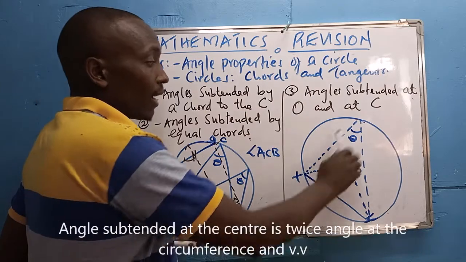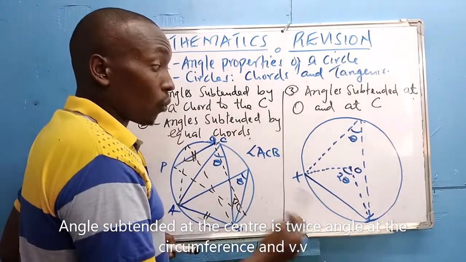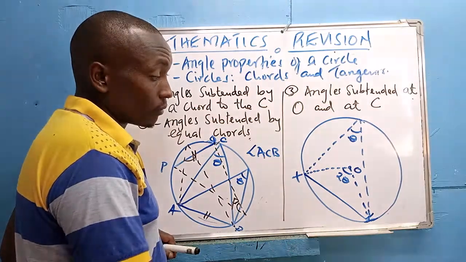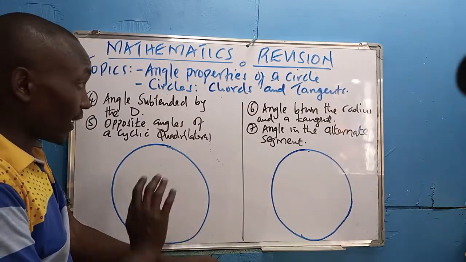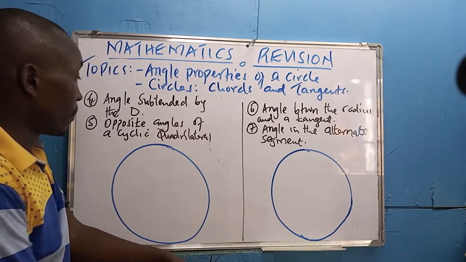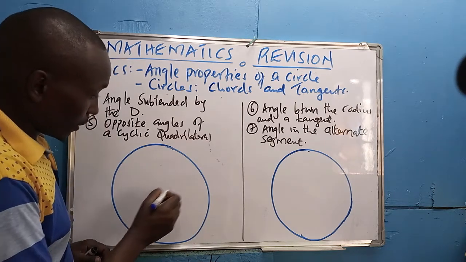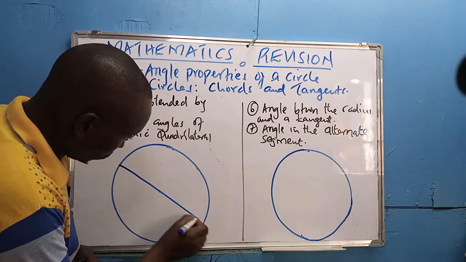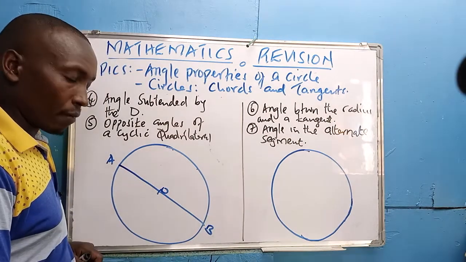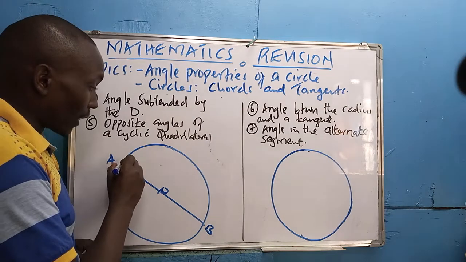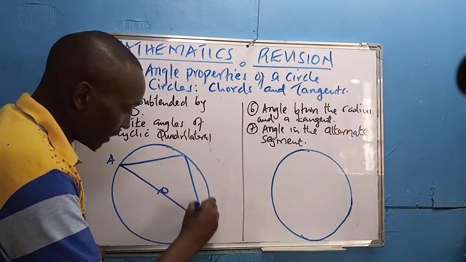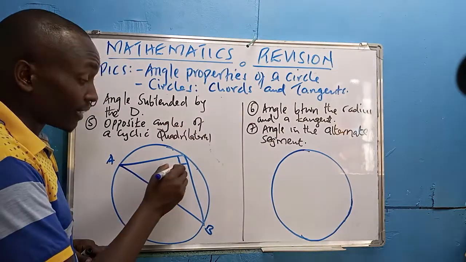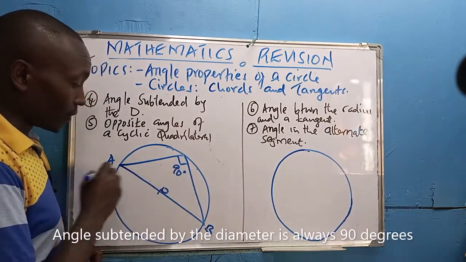The angle subtended at the circumference is always half the angle subtended at the center, or the other way around. Very fast, we go through another 4 properties. One is the angle subtended by the diameter. I'm assuming that AB is the diameter. If I have an angle subtended by the diameter to the circumference, that angle is always 90 degrees.